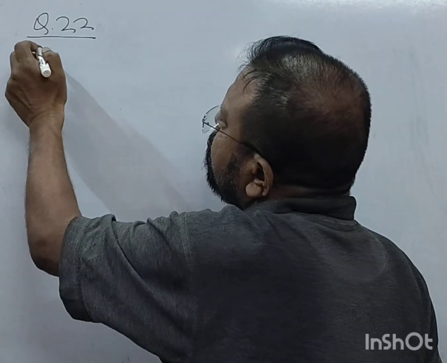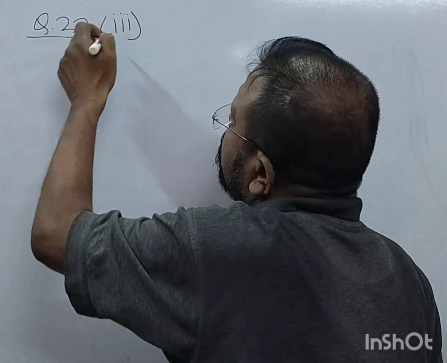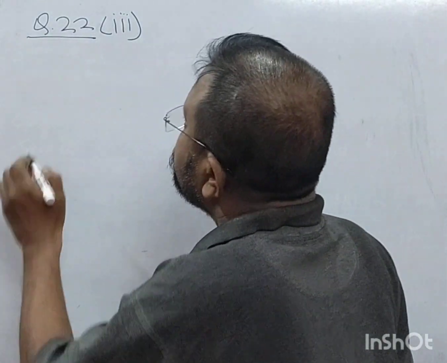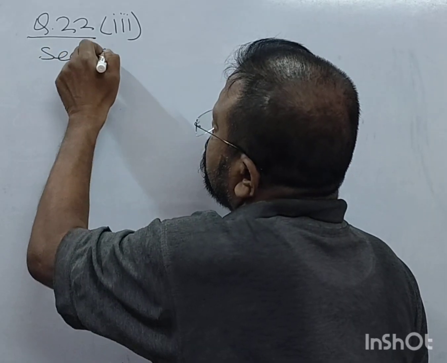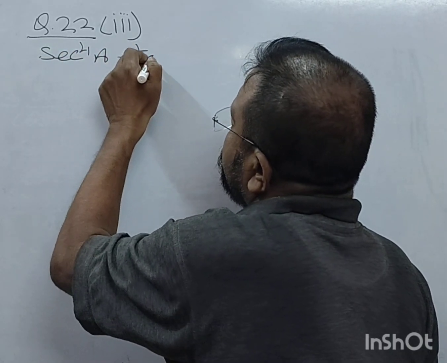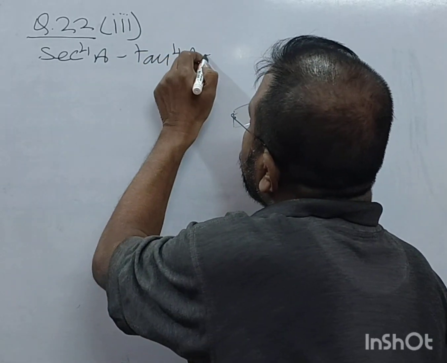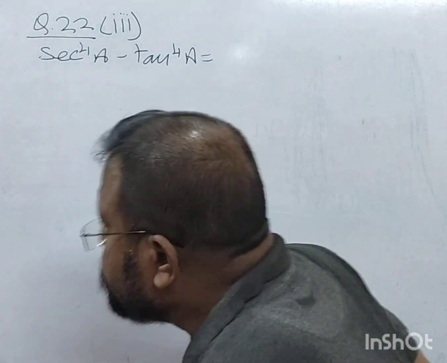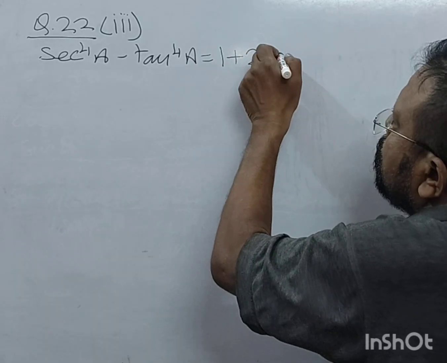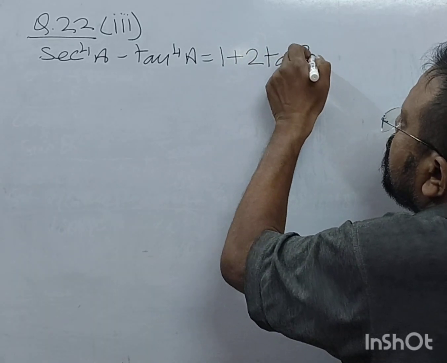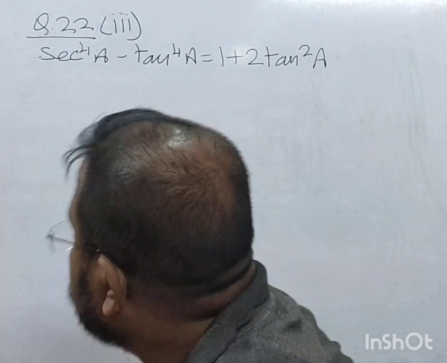Question number 22, part 3. Okay. Sec to the power 4a minus tan to the power 4a is equal to how much? 1 plus 2 tan square a. This is the question, right?